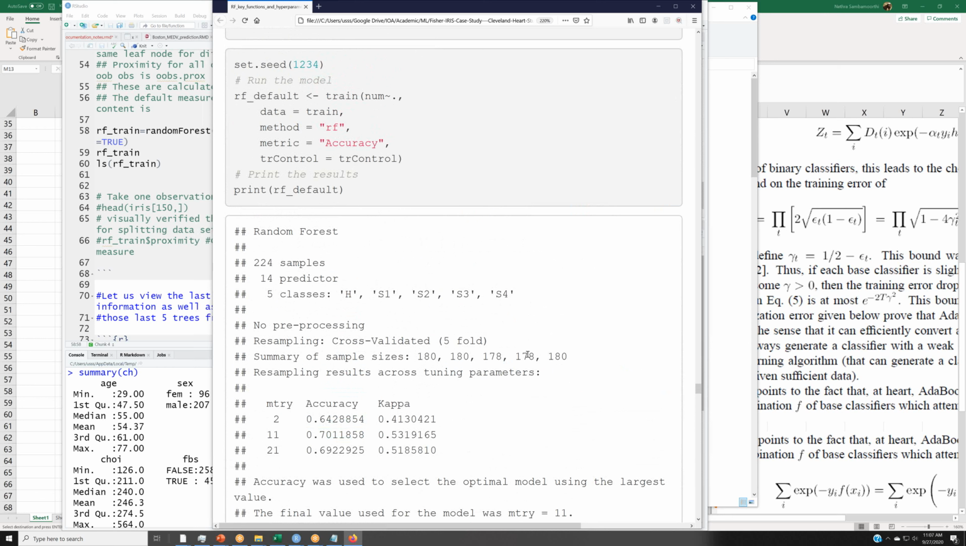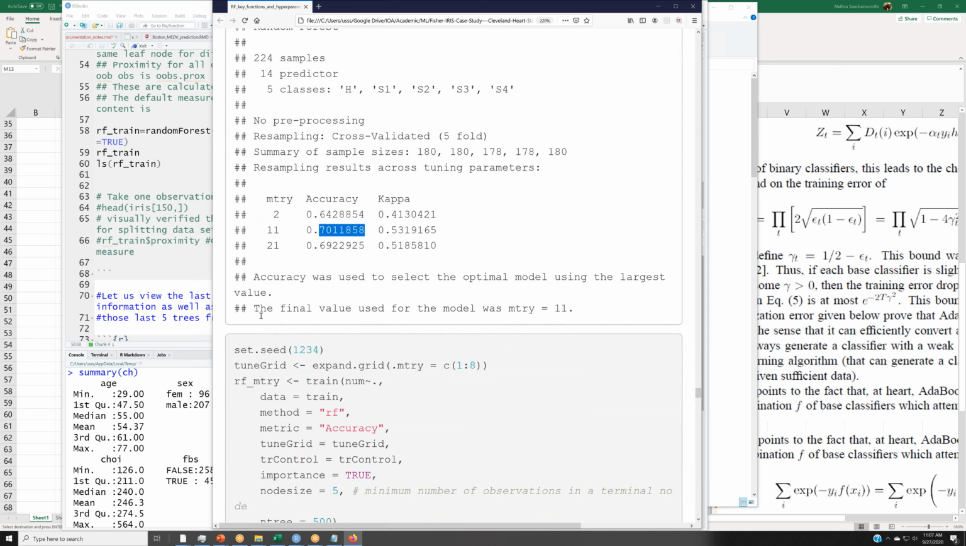Accuracy, here we got like which one is the good? This is the good one, right? Accuracy, maximum accuracy one. And that's why the model itself says the final value used for the model is m try is equal to this line. It prints that out, right?